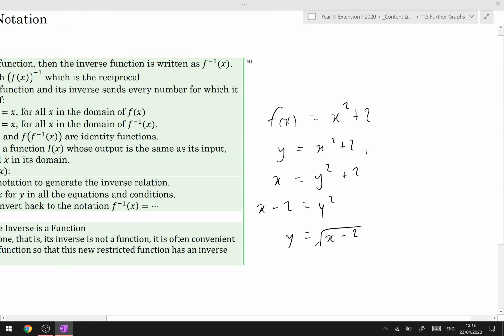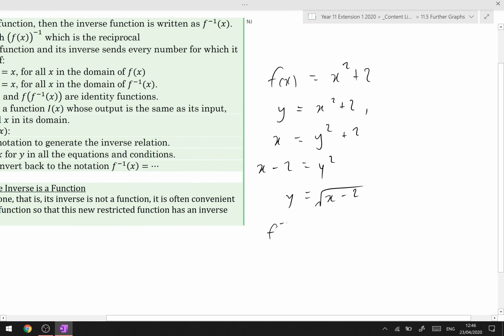Okay, and then to just change it back, you just replace the y with the new inverse function notation, f of -1 of x is equal to the square root of x minus 2. Okay, so basically all you're doing is replacing and solving. That's it. There's no tricks to this.